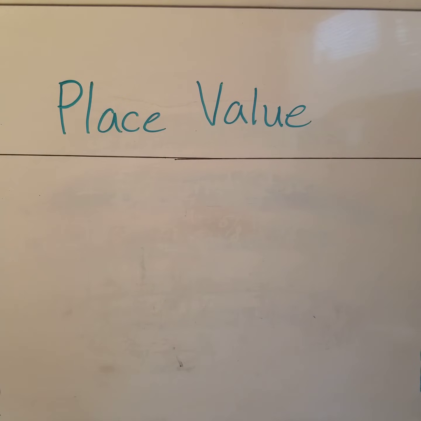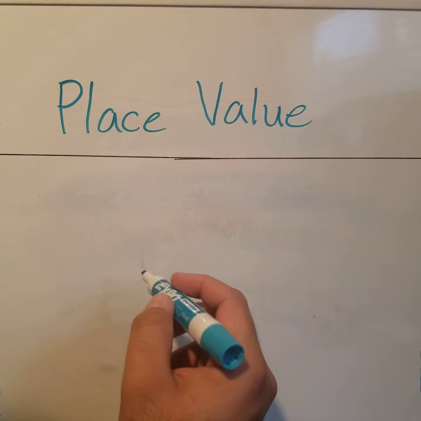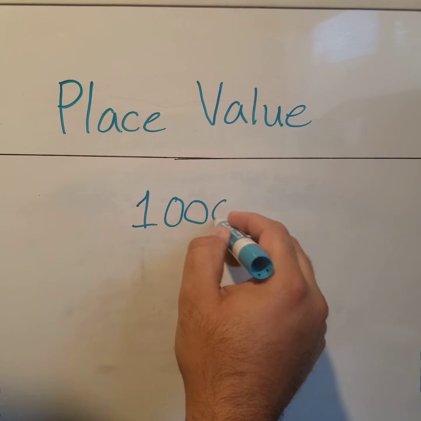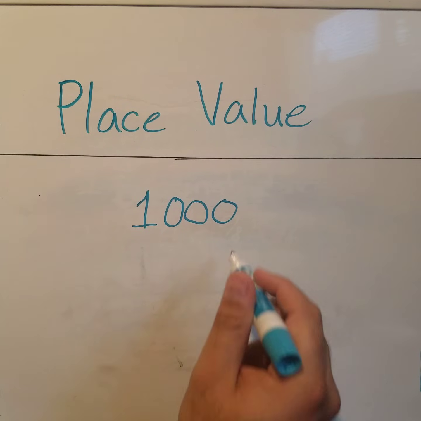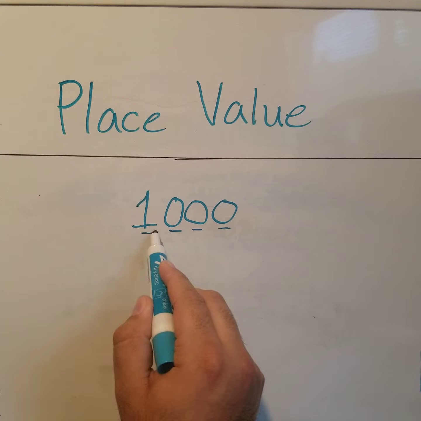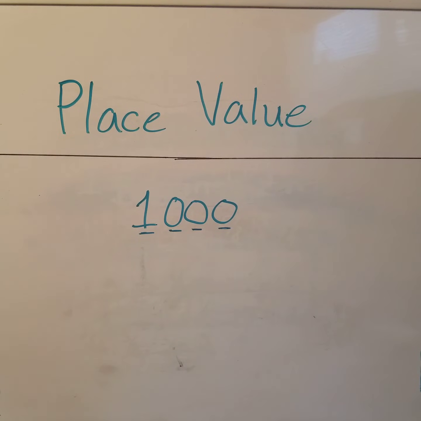In this video, we're going to be talking about place value. Now, place value can be a little confusing to those who have forgotten how to do this or those who are completely new to the concept of place value. So by place value, what I'm talking about, if I give you the number 1000, it's talking about the meaning of each individual digit and where they're placed in the number.